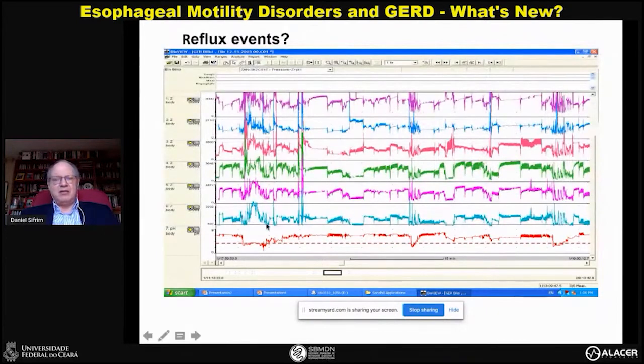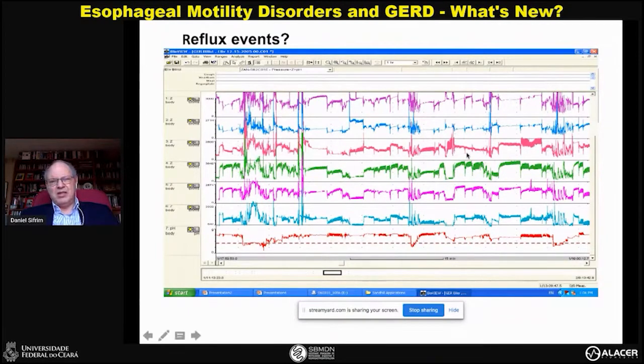However, if we add the concordant impedance tracing, you can see that these pH drops are associated with very peculiar patterns of impedance changes, which are not swallows. They include gas because there is a rise in impedance, multiple increases of impedance, in the three times. So if we do a pH-metry alone and we don't know this, we will consider these drops in pH as part of the esophageal acid exposure.